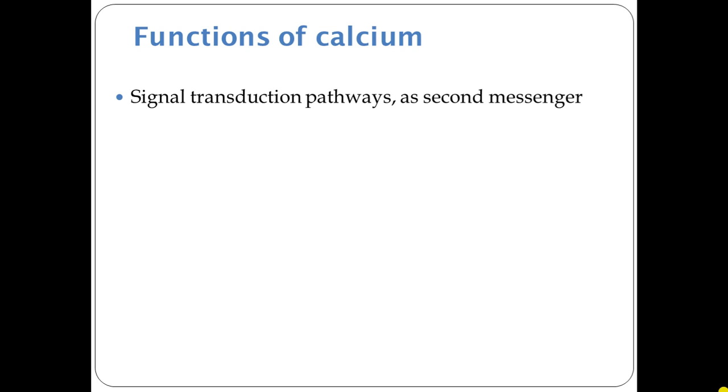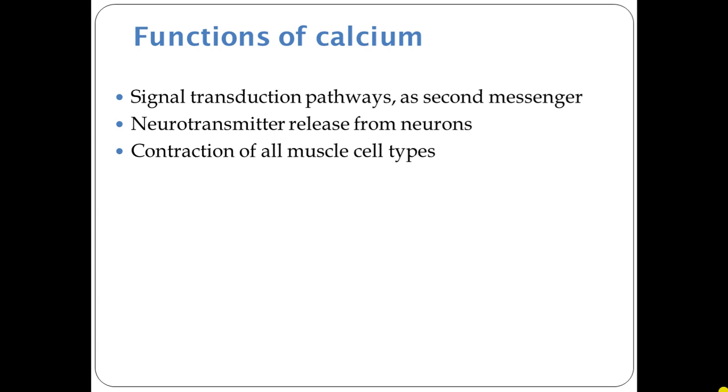It helps in signal transduction of various cells, and as we have learned in general pharmacology, it is one of the important second messenger pathways for different cells. Calcium is one of the important substances responsible for neurotransmitter release from neurons. If you remember from the lectures of the autonomic nervous system, calcium entry is essential for vesicular docking and release of vesicles to the surface of the neuron, which would lead to release of the neurotransmitter. So calcium has a very essential role in neurotransmitter release from neurons.